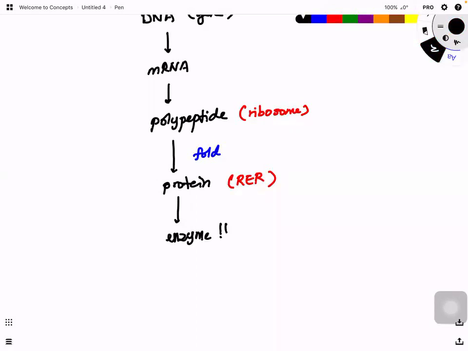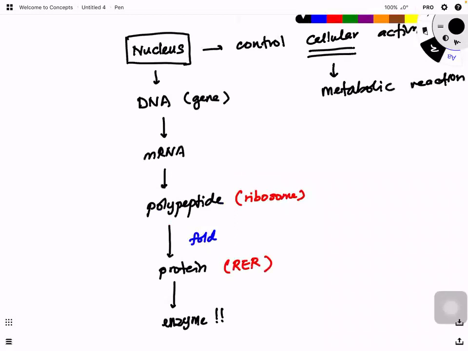Can you see that? So this is how the nucleus actually controls cellular activity. If I want a particular process to take place, then the nucleus says, okay, we code for the enzyme. We give the enzyme, and when we give the enzyme, the process can take place, right? So this is how the nucleus controls the enzyme.